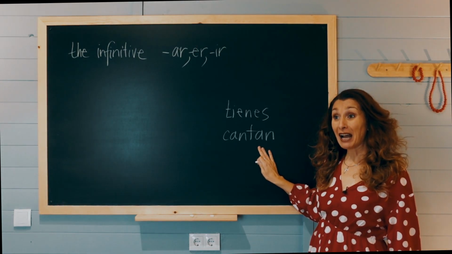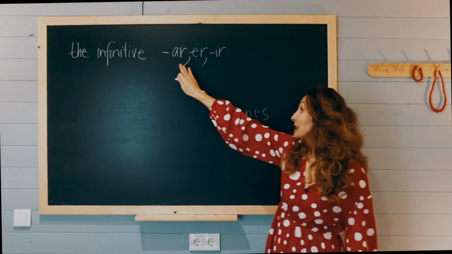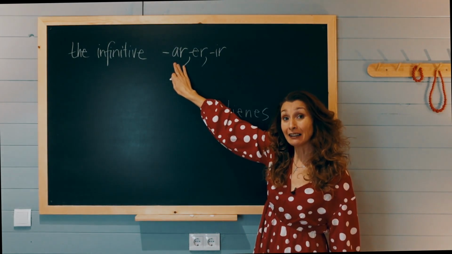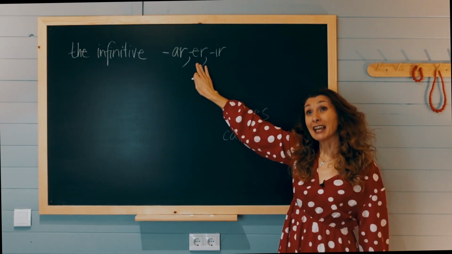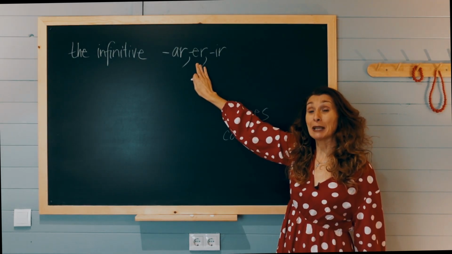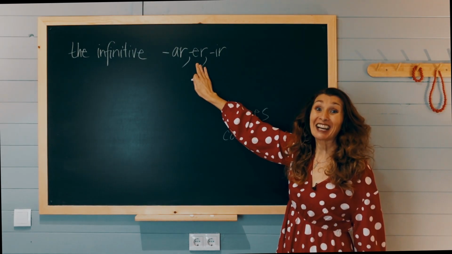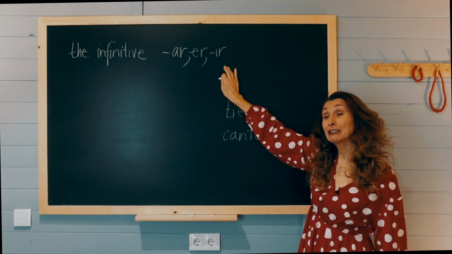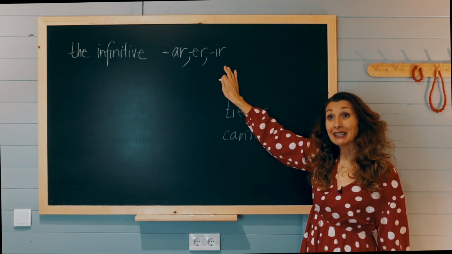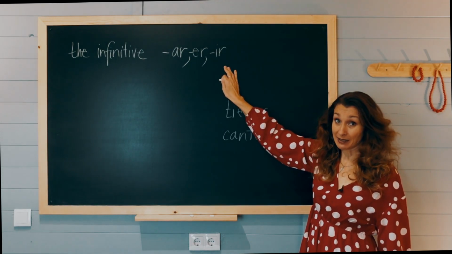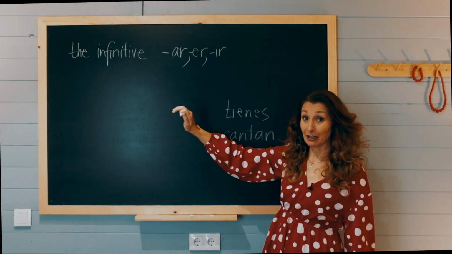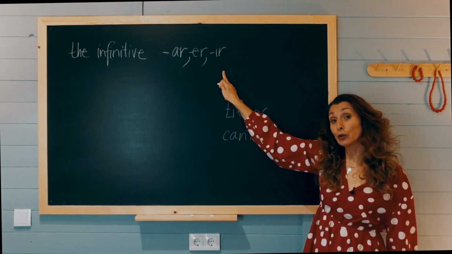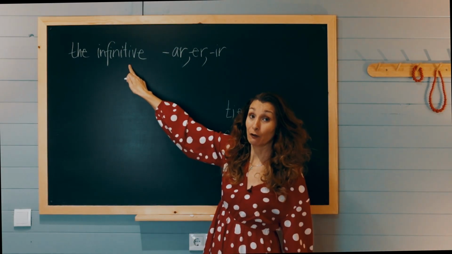cantar, trabajar, amar are examples of the first conjugation, so the infinitive ends in ar. A few examples of the second conjugation infinitive would be beber, temer, creer, leer. And some examples of the third conjugation infinitive would be vivir, salir, pedir, etc. Okay? So, if you see a verb and it ends with either ar, er or ir, you know you are dealing with the infinitive form, okay?